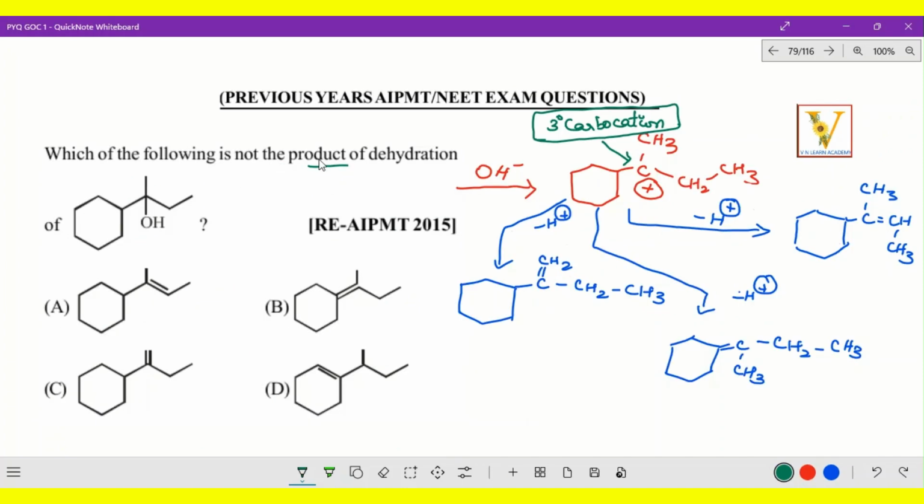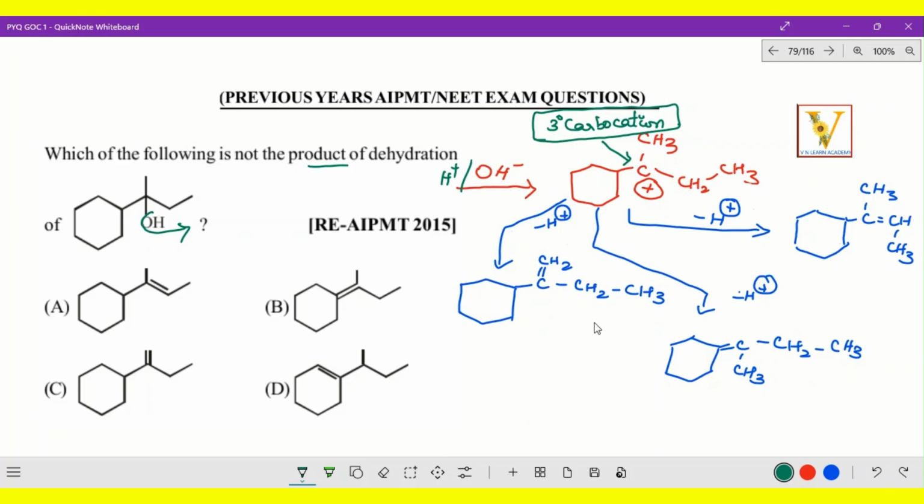The following is not the product of dehydration. See, this is a compound. What is the product which is not a product of dehydration? Generally when we are going for dehydration, H+ and OH-. So automatically this OH will go away. So here what happened? A carbocation will be there. Again, there is removal of an H+ ion, so the product will be formed.